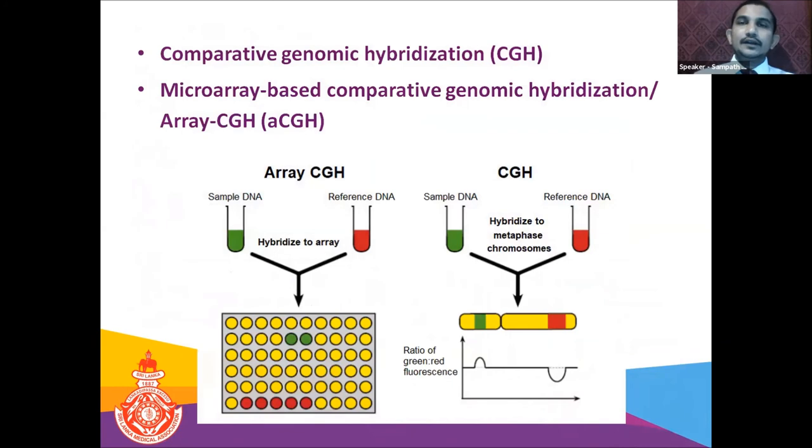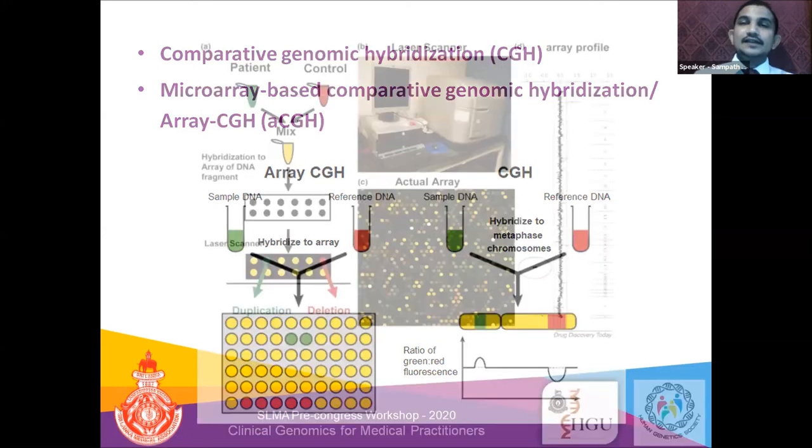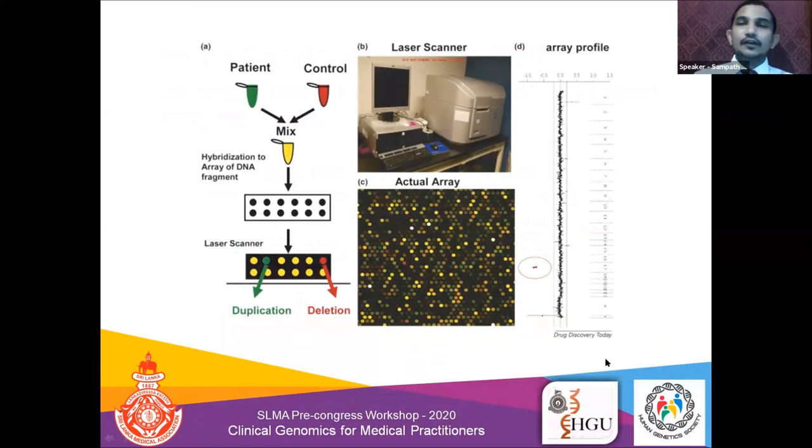Moving on to the third method of cytogenetic analysis, comparative genomic hybridization, or CGH, and the microarray-based comparative genomic hybridization, or array CGH. They involve a similar procedure, where two DNA samples, one from the patient and one from a normal individual, are hybridized either into metaphase chromosomes in the case of CGH, or into the array in the case of array CGH. So this array CGH will provide you with a virtual karyogram with a very high resolution image of the copy number variations. As you see here, a deletion.